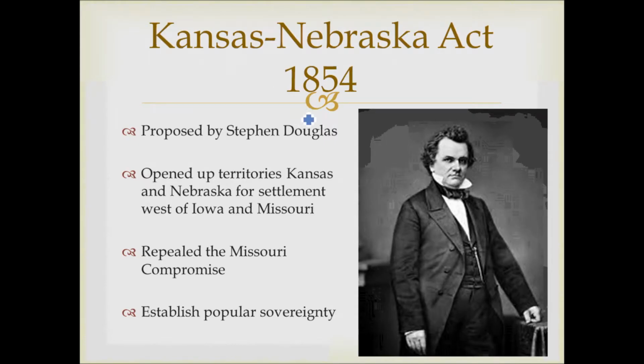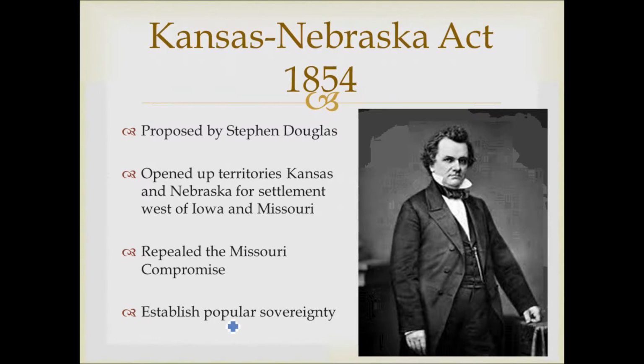All right, two more laws or two more aspects to go. One's going to be the Kansas-Nebraska Act, 1854. It's proposed by Stephen Douglas, opens up the territories of Kansas and Nebraska for settlement. This is west of Iowa and Missouri. This act would repeal the Missouri Compromise, and when it's passed, it does repeal that old Missouri Compromise as far as no slaves north of that line. And it's going to establish this concept of popular sovereignty.